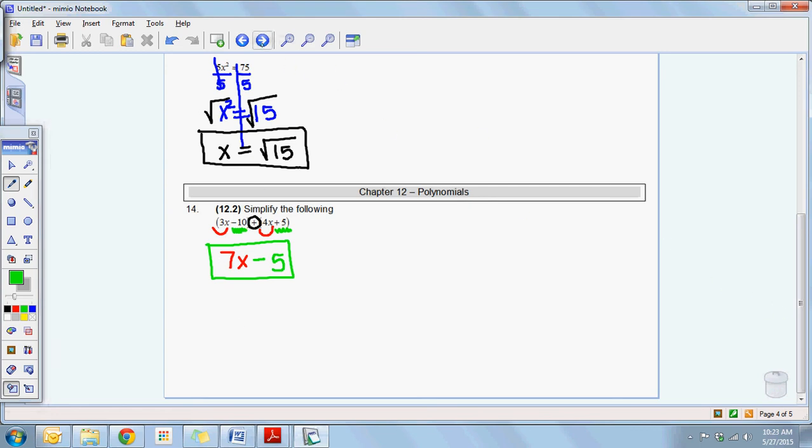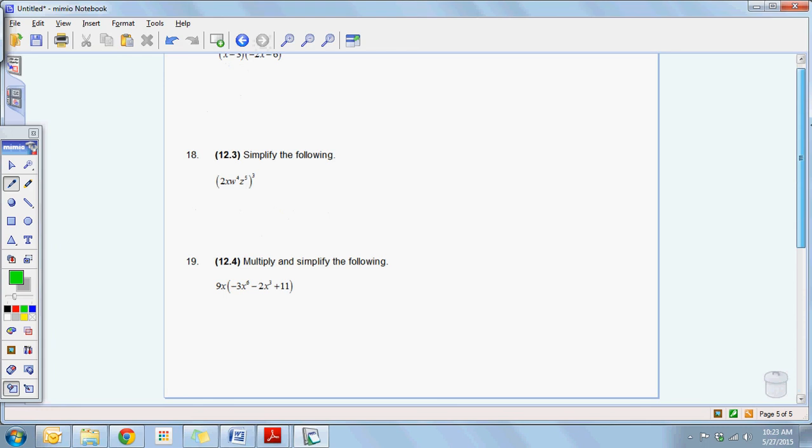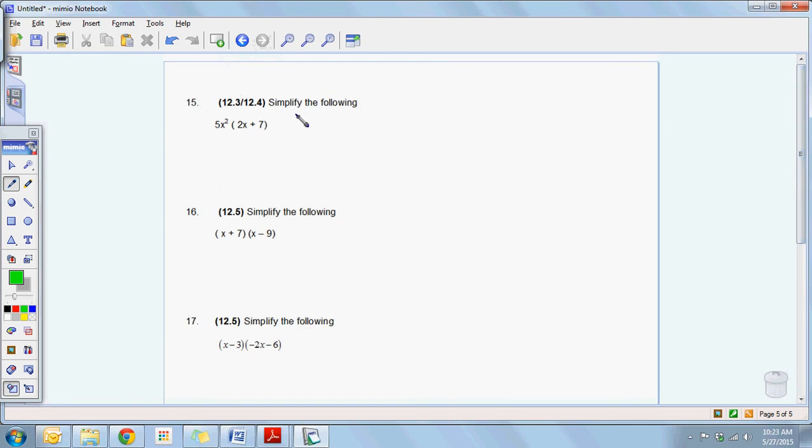On to the last page, still polynomials. This time it's asking me to simplify, and when you see something that looks like this, the only way to simplify this is to distribute that 5x squared. So I'm going to multiply 5x squared by everything that's in these parentheses. I'm going to start by doing 5x squared times 2x.